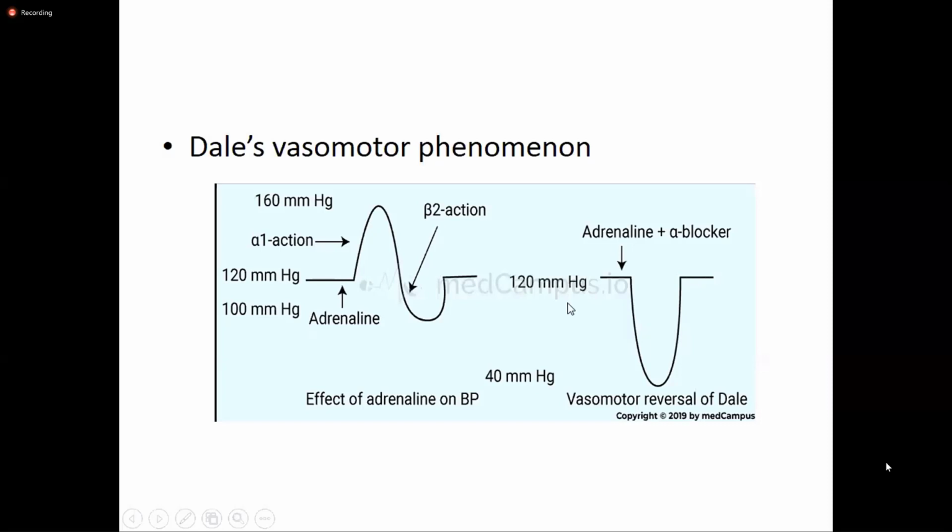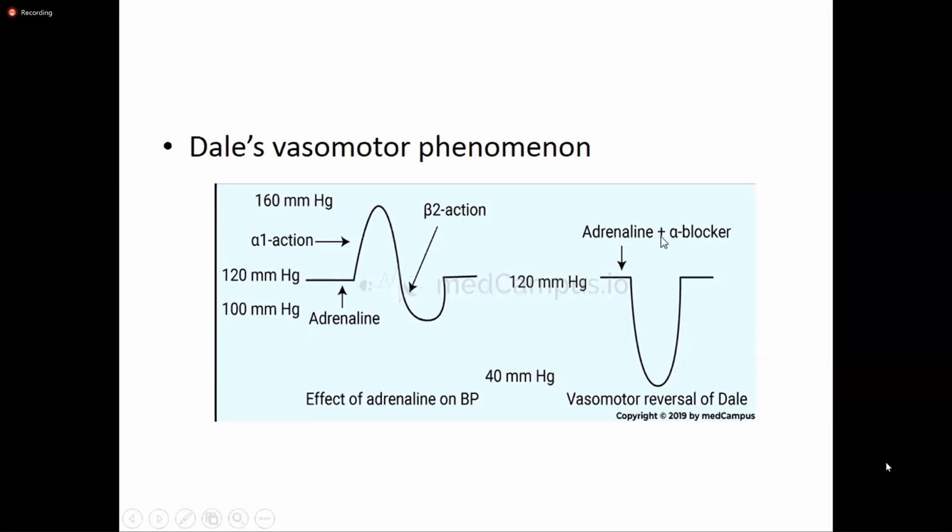Now there will be only the effect of beta 2 action. So you know what the action of beta 2 on blood vessels is. It causes the fall in BP, due to decrease in total peripheral vascular resistance, and it is due to the vasodilatation.